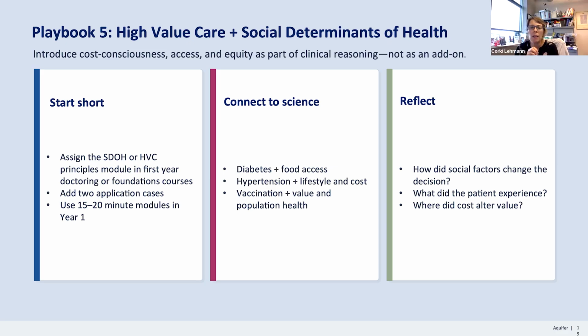And then you can connect them to certain things, like think about diabetes and food access, or hypertension with lifestyle and cost, vaccination, how much value that brings to population health. And then you can have students reflect on what those social factors were. What did the patient experience going through that case? And where did the cost alter value?